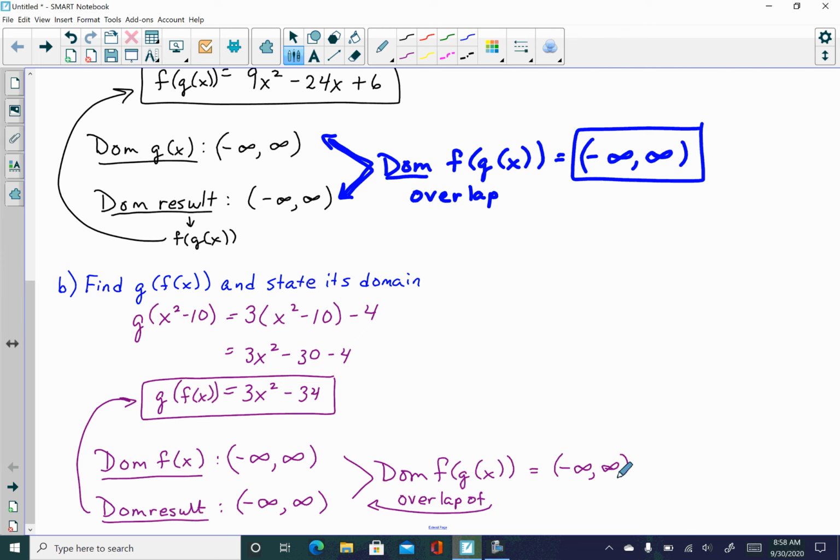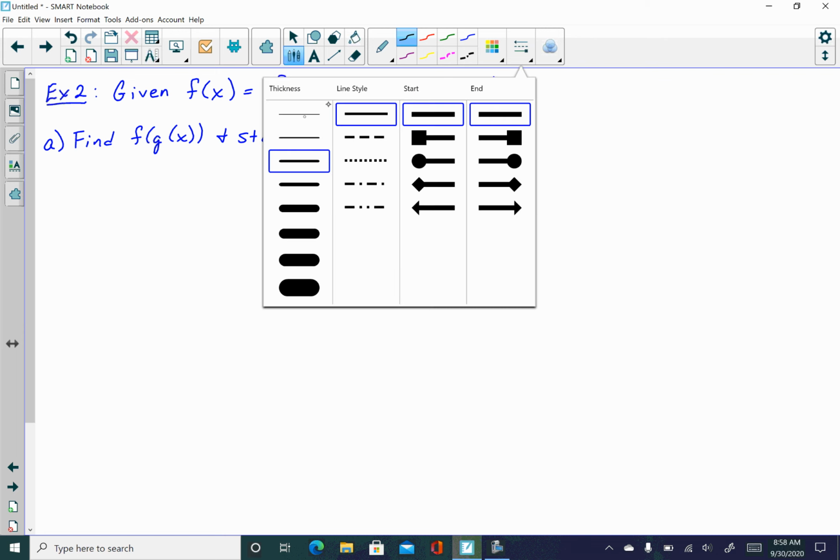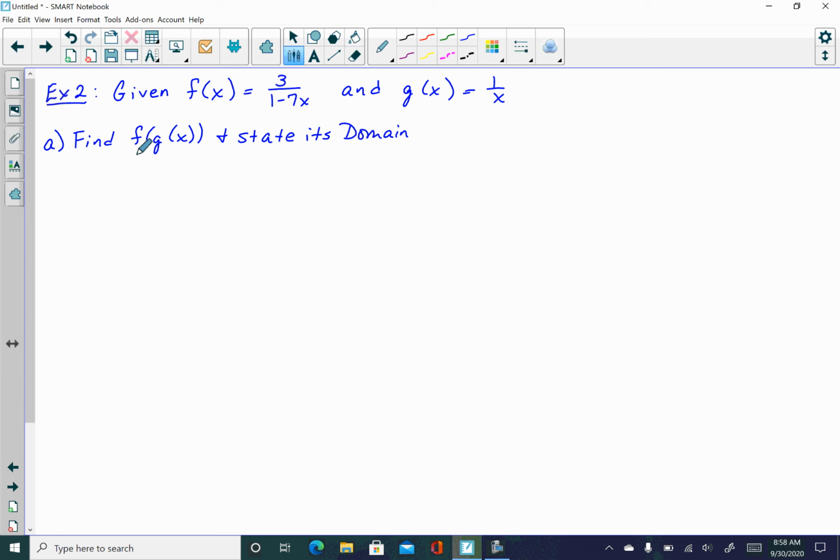Okay. All right, let's flip it over on this next page, and I've got a different example here for you, just so you can see some restrictions happening to your domain. So here you're given an f of x function and a g of x function, doing the same thing. Working from the inside out, f of g of x, so g of x is 1 over x. Now this says go to my f function. Everywhere I see an x, plug in this 1 over x. So here's my f function. So 3 over, on the bottom I have 1 minus 7. Oh, I see an x. I'm going to be plugging in 1 over x.